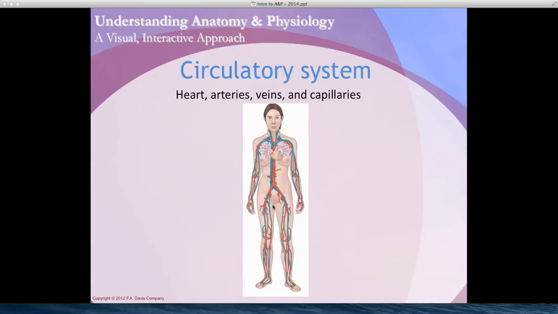The circulatory system is our heart, arteries, veins, and capillaries. So it goes throughout our entire body, and the key functions of the circulatory system really are distribution of oxygen, so it takes oxygen that we breathe in, and it takes it out to the rest of the tissues of our body. It also plays a role in fluid, electrolyte, and acid-base balance. Again, this is a pretty complex system, and we'll get into more detail of that later.